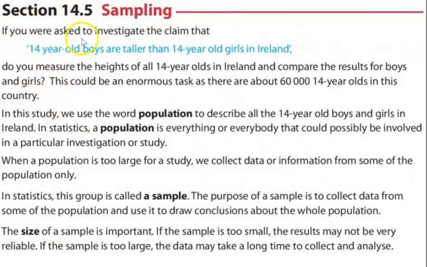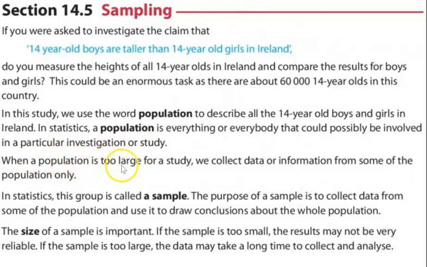Sampling. If you are asked to investigate the claim that 14-year-old boys are taller than 14-year-old girls in Ireland, do you measure the heights of all 14-year-olds in Ireland and compare the results for boys and girls? This could be an enormous task, as there are about 60,000 14-year-olds in this country. In this study, we use the word population to describe all the 14-year-old boys and girls in Ireland. In statistics, a population is everything or everybody that could possibly be involved in a particular investigation or study.